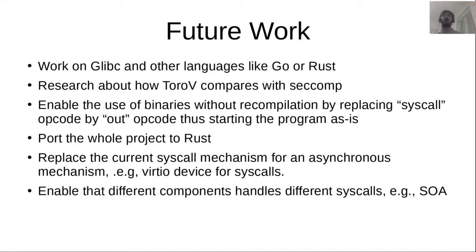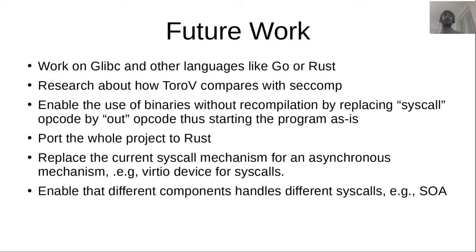There is also the possibility to run binaries without recompiling them, by replacing the syscall instruction with some instruction that could trigger a VM exit, like the out instruction, as I'm doing now. Also, the idea is to maybe port the whole project to Rust, to try to work on the syscall's bottleneck, which is where we spend most of the time.